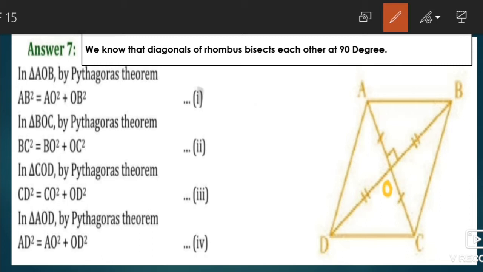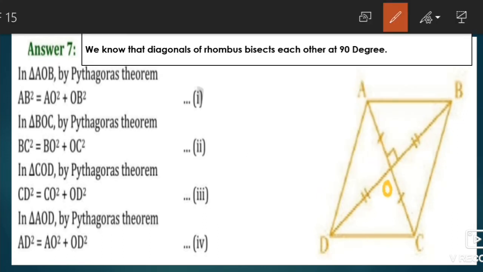You know this property from class 9 that the diagonals of a rhombus bisect each other at 90 degrees. That means diagonal AC and diagonal BD bisect each other at 90 degrees. That's why this angle is 90 degrees. Since this is 90 degrees, this one will also be 90 degrees because they are vertically opposite. This is also 90 degrees as a linear pair, and this is also 90 degrees. That means the four angles AOB, BOC, COD, AOD are all 90 degrees.